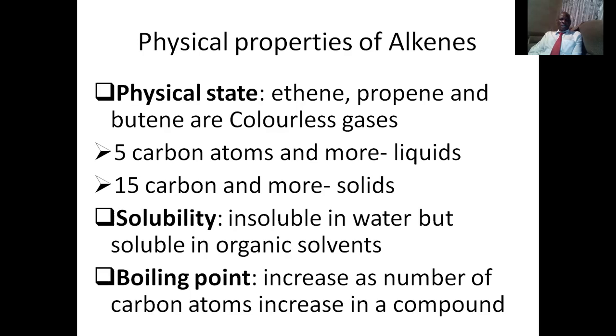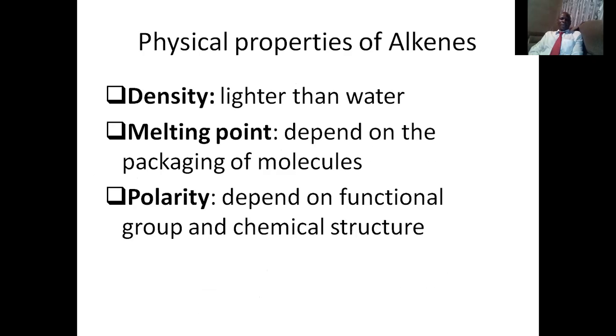And the solubility: alkenes are insoluble in water, but they are soluble in organic solvents. Also their boiling point increases as the number of atoms increases in the compound. As we stated earlier, alkenes are very light and therefore they float on water, so their density is very low compared to that of water. The melting point depends on the packing of the molecules. If it is well packed, it means that it will be very difficult to melt it. And the polarity depends also on the functional group and the chemical structure.